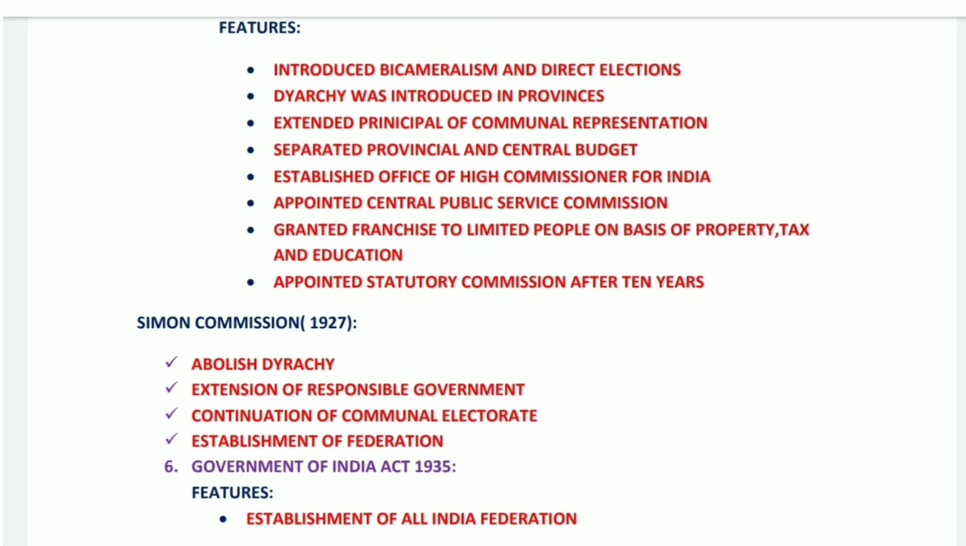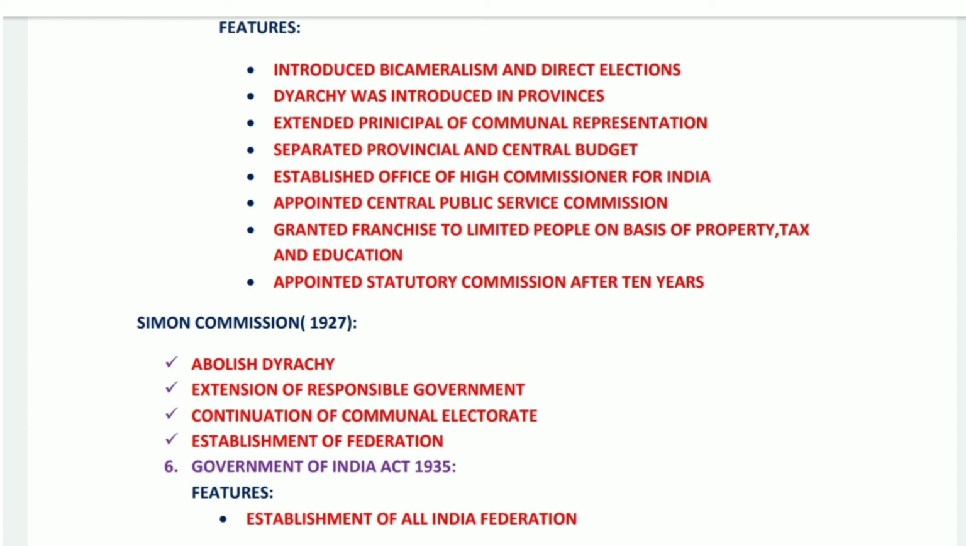And this act also brought appointment of statutory commission after 10 years of this act coming into force. That is, the government thought that after implementing this act, after 10 years they wanted to appoint a statutory commission in order to examine the working of this act. So eventually they brought Simon Commission in November 1927, and this Simon Commission was led under the chairmanship of Sir John Simon.